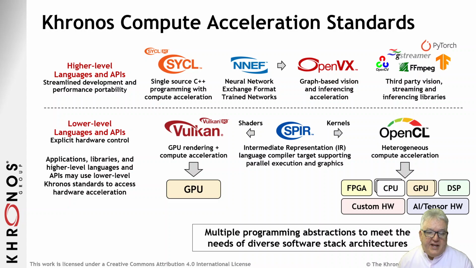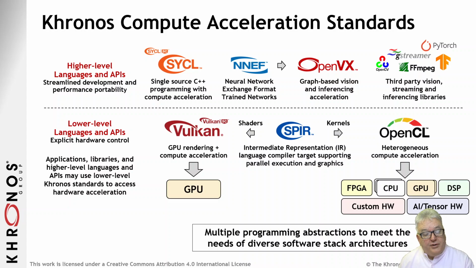Khronos develops multiple standards for parallel compute acceleration, providing a choice of APIs that are suited to different markets and developer needs. The APIs on the bottom row of this slide provide low-level, explicit control over accelerator hardware. Vulkan is used for programming GPUs, and OpenCL enables software to use any mix of available heterogeneous processors. Both OpenCL and Vulkan provide parallel acceleration of shaders or small kernel programs compiled to Khronos' SPIR-V intermediate language.